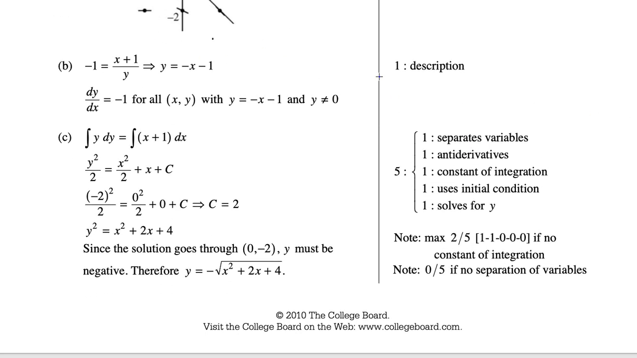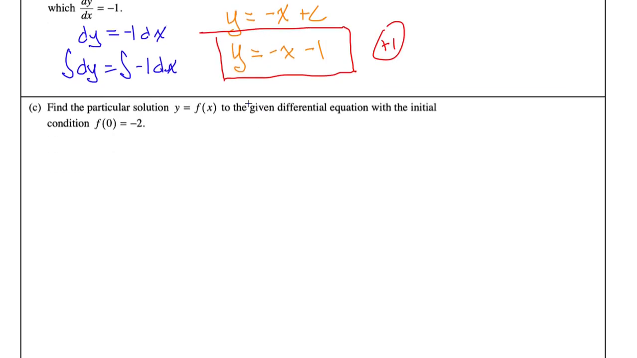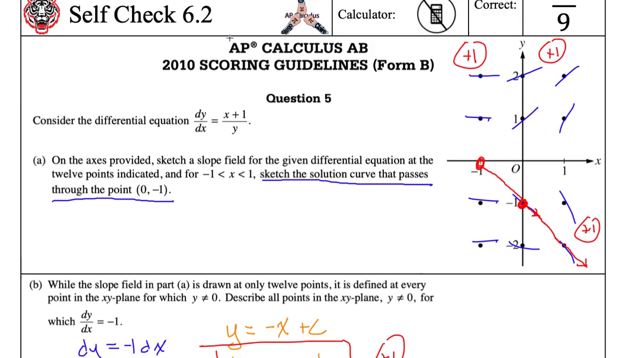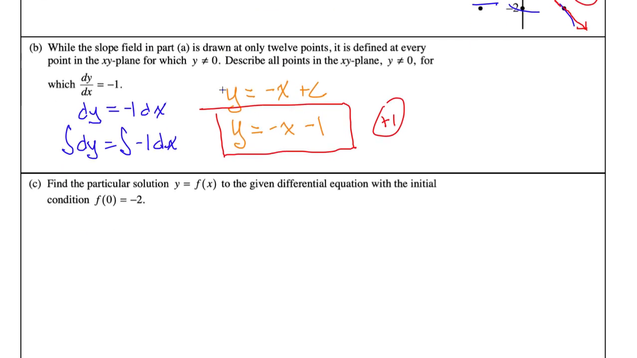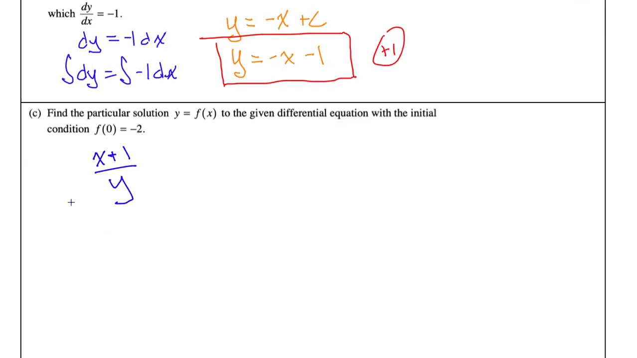All right, and we're back. So it's great that we grade ourselves, but make sure that we know how to do part number C, and that is the beginning of 4th period. So on this one, I'm going to rewrite this original equation. So x plus 1 over y, and that is equal to dy dx.